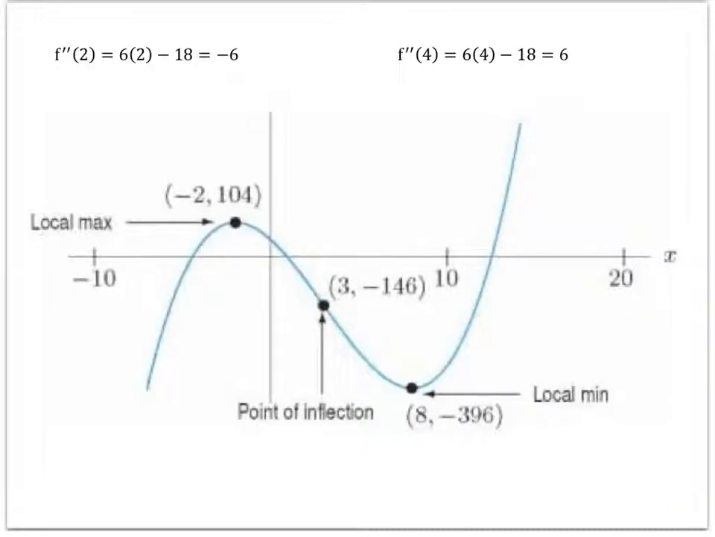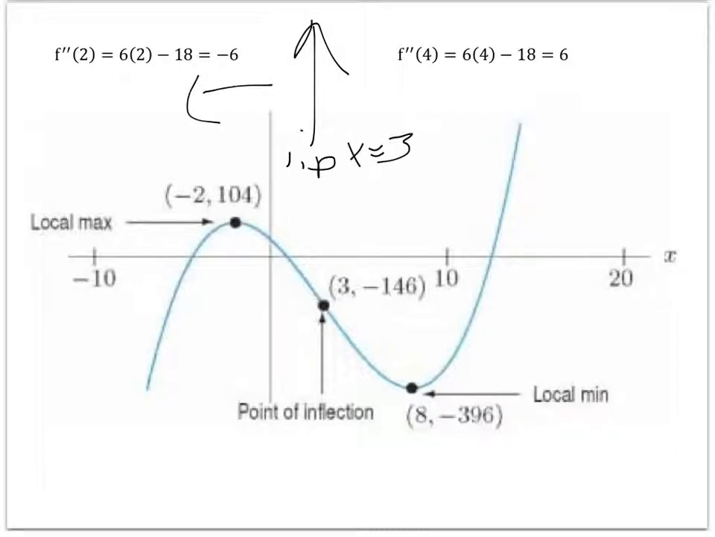Okay, so now up here, all I did was plug in values to the left of it, and plug in values to the right of it, so I can see that the second derivative changed signs in between, at the inflection point, x equals 3.